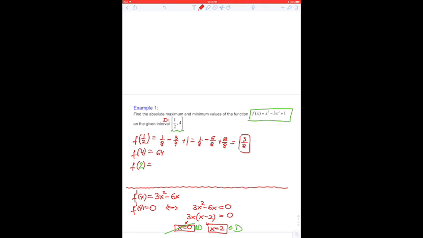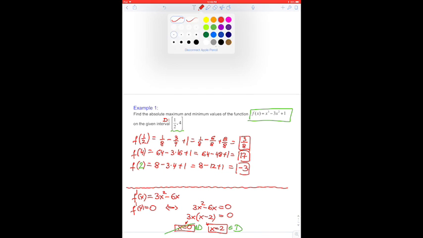4 cubed is 64 minus 3 times 16 plus 1. 64 minus 48 plus 1, 16 plus 1, 17. Okay, and 2. 2 cubed is 8 minus 3 times 4 plus 1. 8 minus 12 plus 1, negative 4, negative 3.